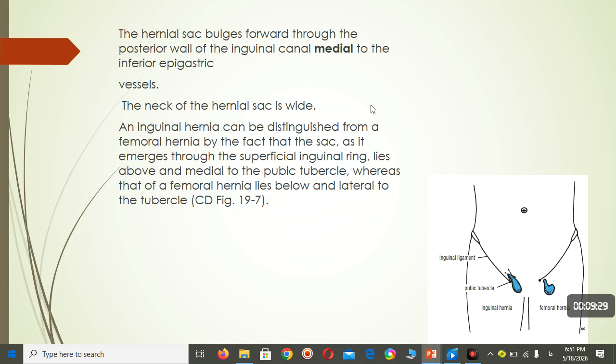Here is explained what I told you about this hernia. An inguinal hernia can be distinguished from a femoral hernia by the fact that the sac, as it emerges through the superficial inguinal ring, lies above and medial to the pubic tubercle, like this. Whereas that of a femoral hernia lies below and lateral to the tubercle.